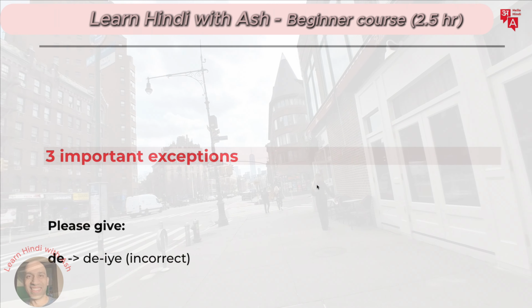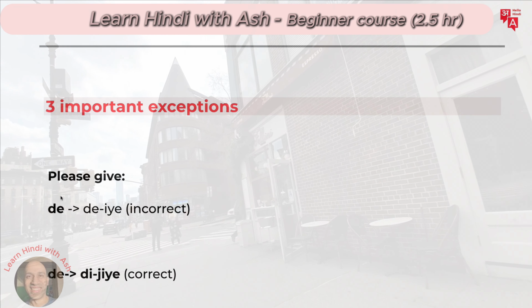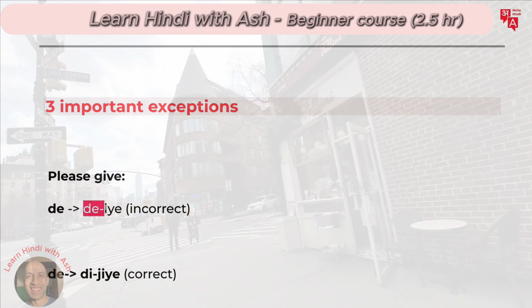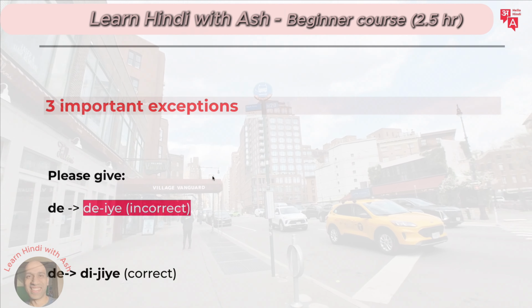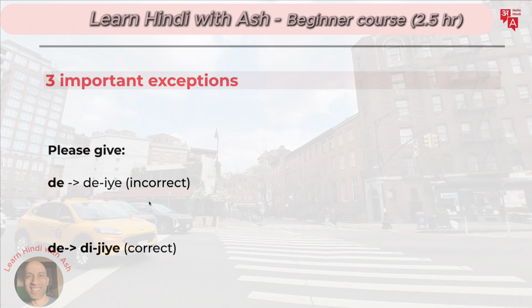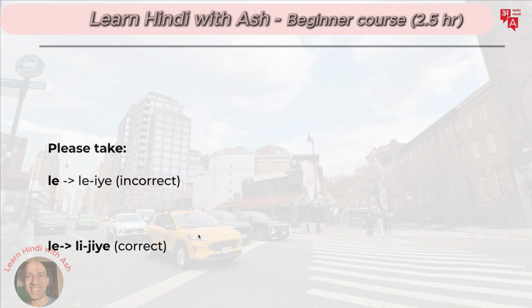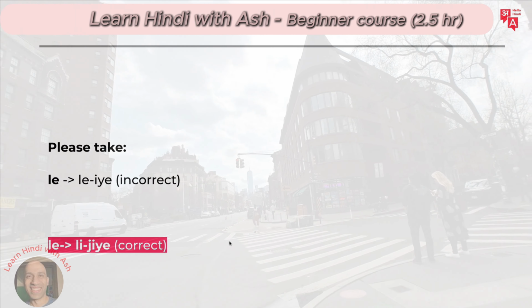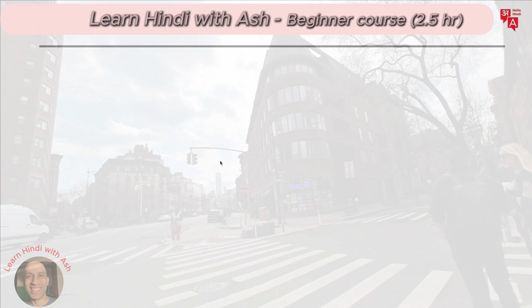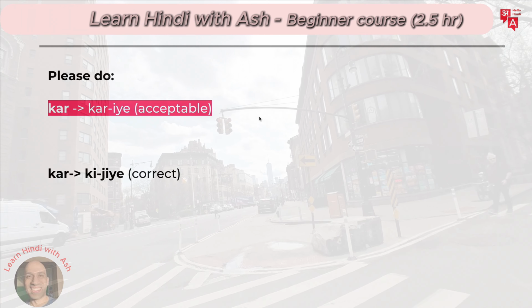Let's move on. Now the three important exceptions here are de, which means to give. So let's say you want to say please give me the water. You say de-iye. That is incorrect. Okay, these are the exceptions. Later it becomes very useful to understand this. So de becomes dijiye. Right? Same way, le becomes not leiye, it becomes lijiye. Lijiye. Okay, that's very important to understand. And then kar becomes kariye.